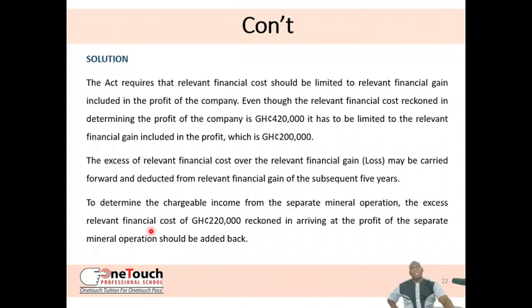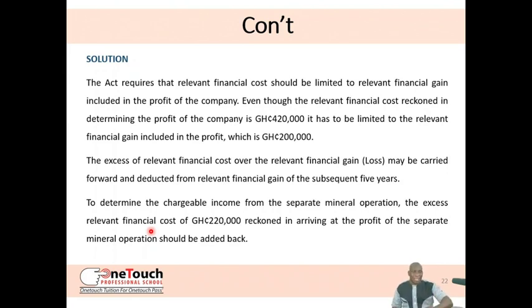Solution. The Act requires that relevant financial costs should be limited to the relevant financial gain included in the profit of the company. Even though the relevant financial cost reckoned in determining the profit of the company is 420,000, it has to be limited to the relevant financial gain included in the profit, which is 200,000. Which means that they are only allowing to the extent of the financial gain. That's the point they are making.